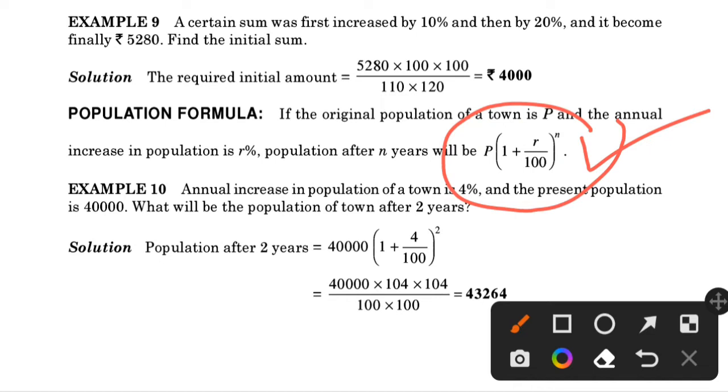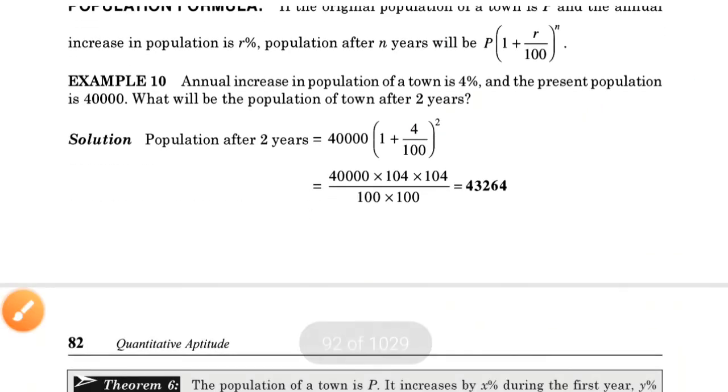Here is example 10. We are given that the annual increase in population of a town is 4% and the present population is 40,000. What will be the population of the town after 2 years? So we use the formula P into (1 plus R over 100) whole power n. By that formula we get the required population after 2 years, if the current population is 40,000, as 43,264.